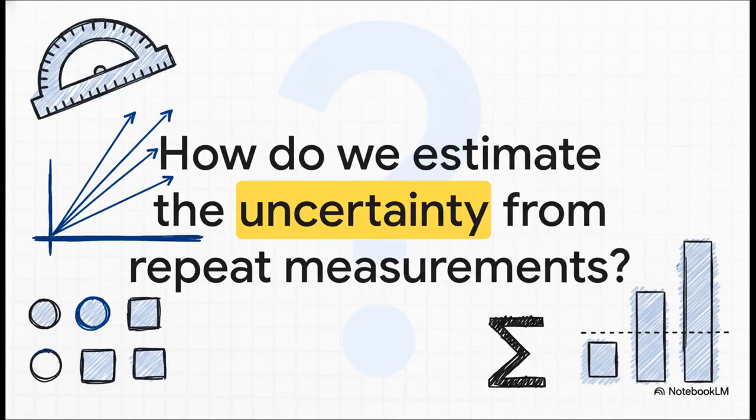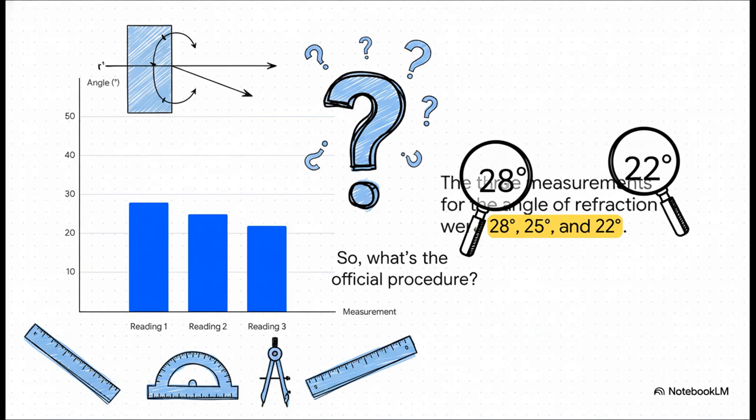So the question gives us a really specific situation. For a 40-degree angle of incidence, the student didn't get one answer, they got 3 different ones for the angle of refraction. So how do you take those 3 numbers and turn them into one single final answer that includes the uncertainty? Here's the data they give us: 28 degrees, 25 degrees, and 22 degrees. Now, they're all in the same ballpark, but they're obviously not identical.